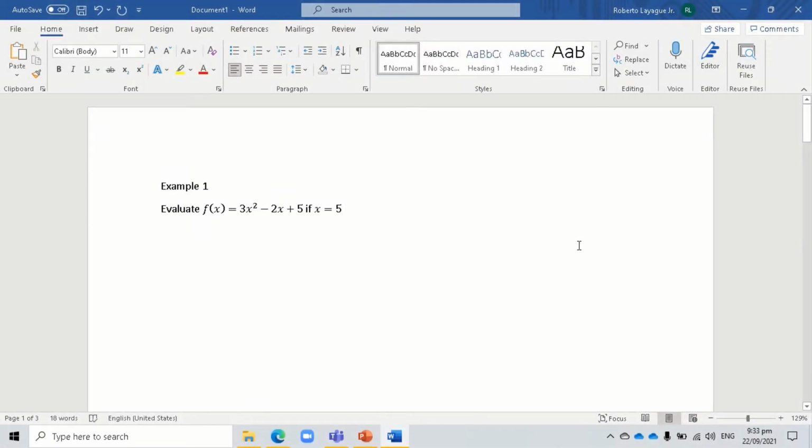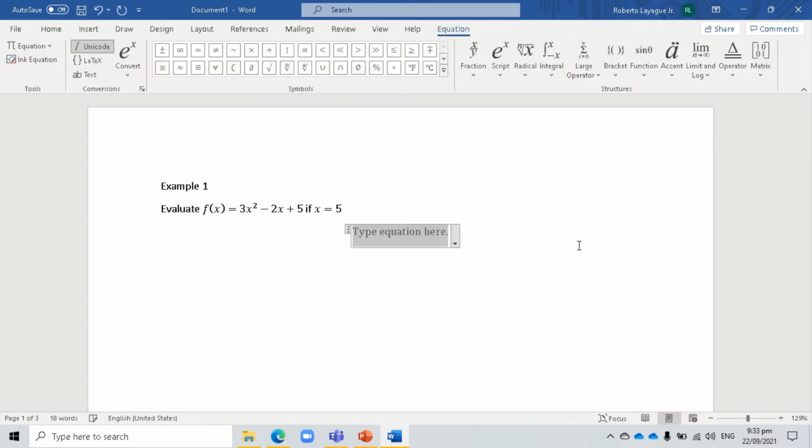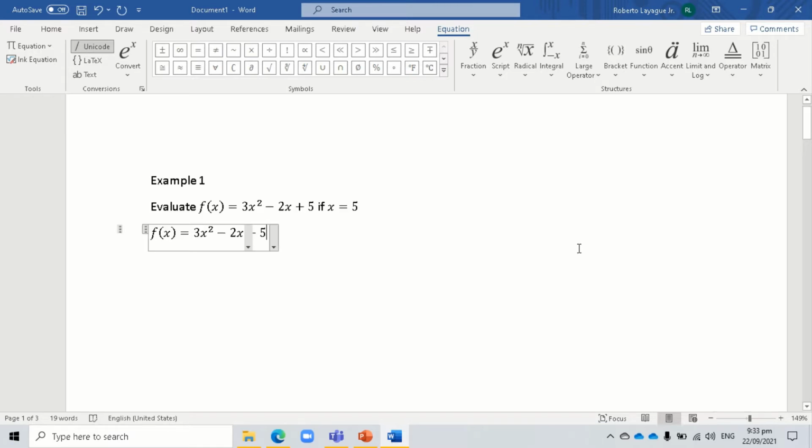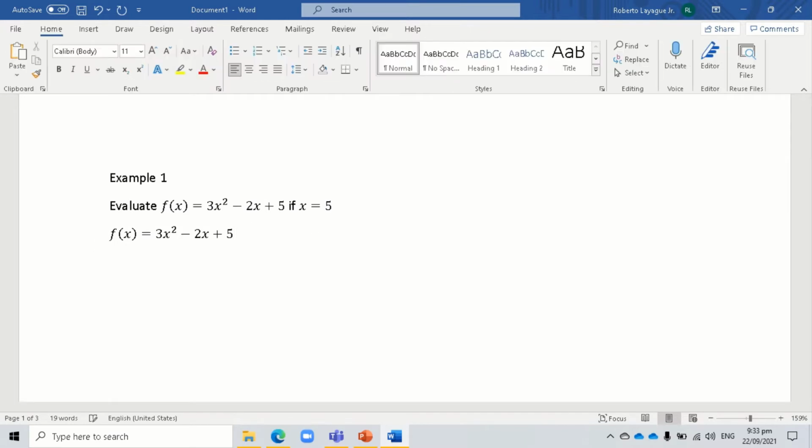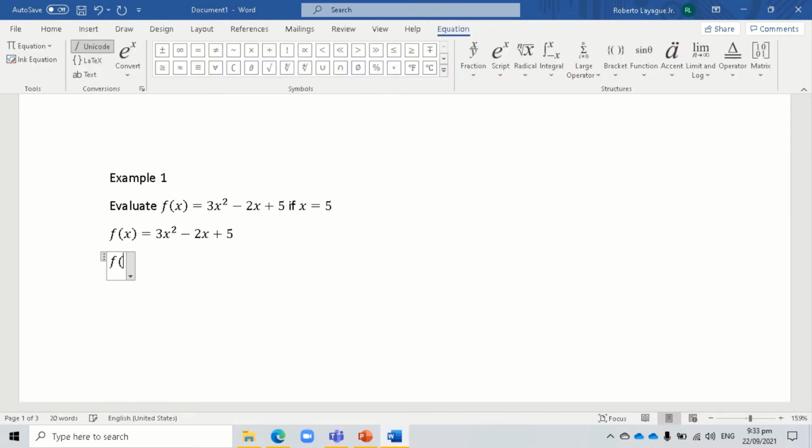Okay, let's have this example. Evaluate f of x equal to 3x squared minus 2x plus 5 if x equal to 5. Now, let me just write again the function. So we have now f of x equal to 3x squared minus 2x plus 5. Let me make it a little bit bigger so that you would see it clearly. So now, you would substitute the x value, which is 5.